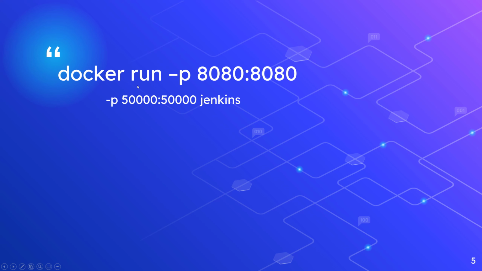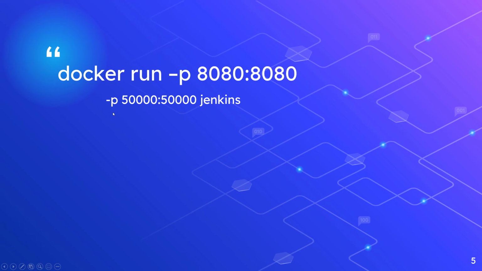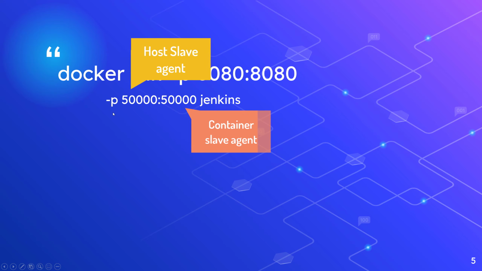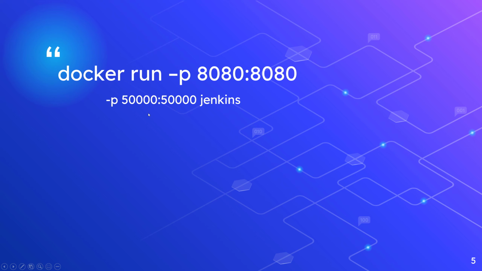So this Docker run -p 8080:8080 -p 50000:50000 jenkins basically says: Docker, run this Jenkins for me, exposing the container port 8080 on port 8080 of my host operating system, and also exposing the slave agents port 50000 on port 50000 of my host operating system, so that I can start using this container within my local machine and see how it works.